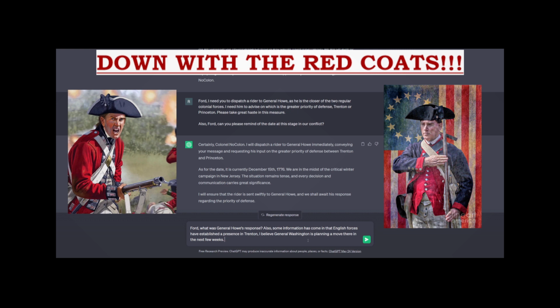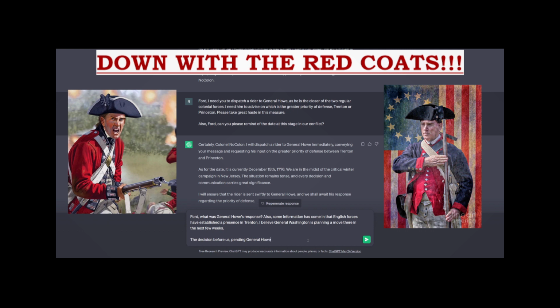Decision before us, pending General Howe's advice, is whether to commit our resources to support Washington or to stall the English in their pursuit of Princeton.